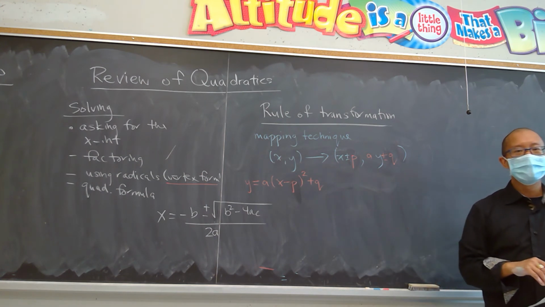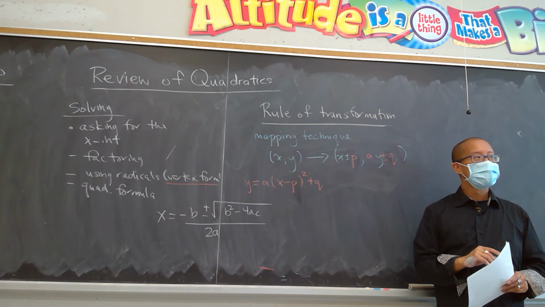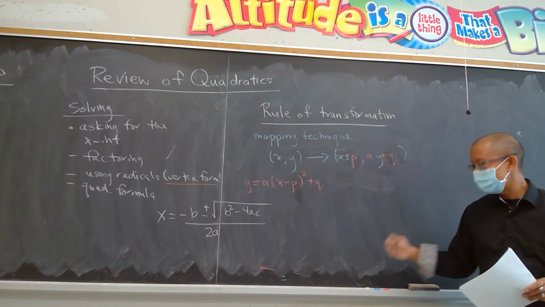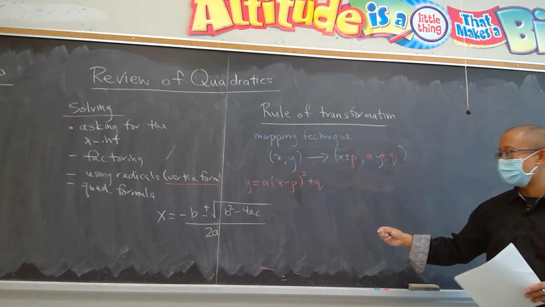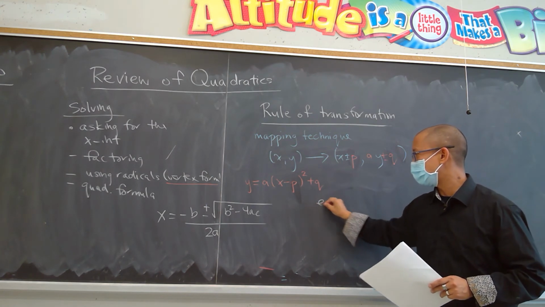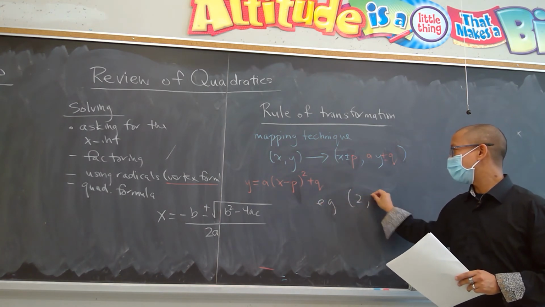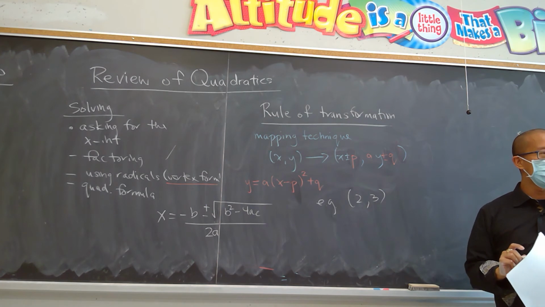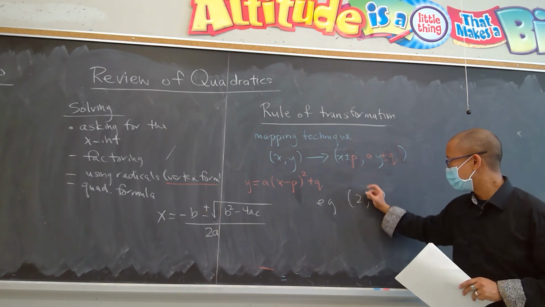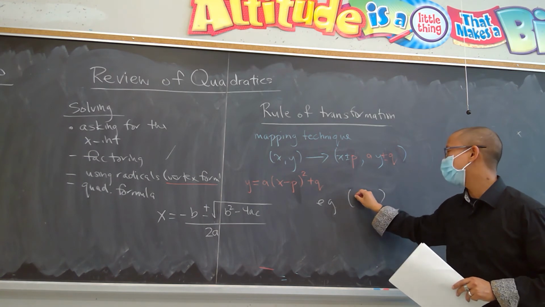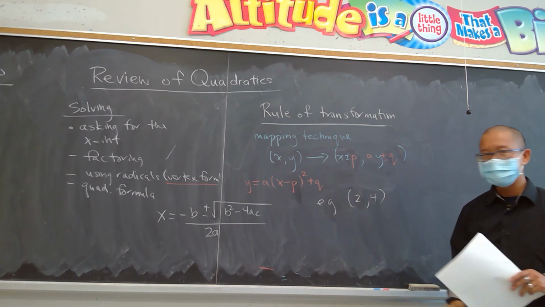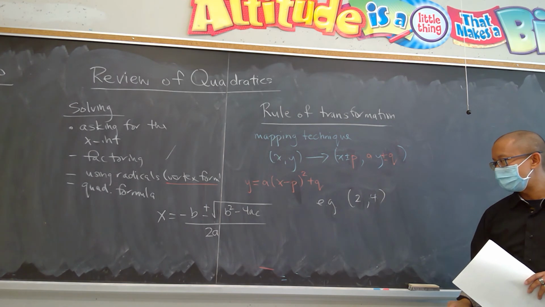Let's pause there. Let me show you what I'm talking about. Let's just say we have a point. Here's an example. Any point. Let's say we have 2, 3 that lies on the parabola, right? Sorry, that's not right. Let's try 2, 4 that lies on the base parabola y equals x squared.